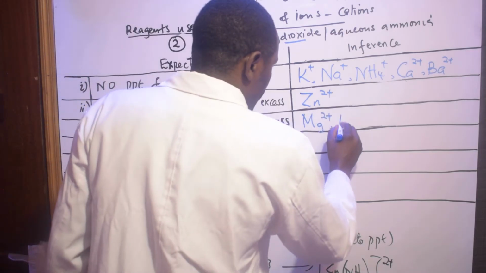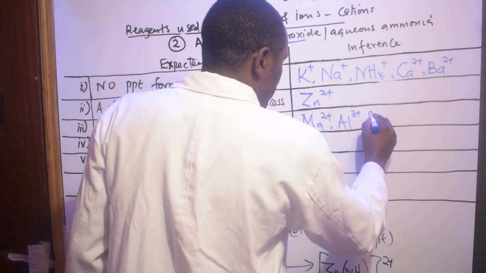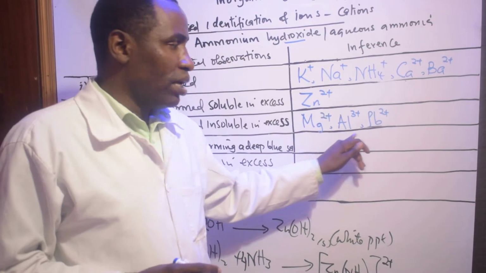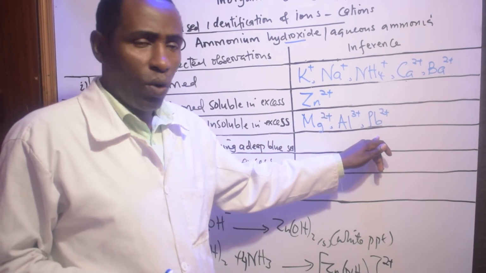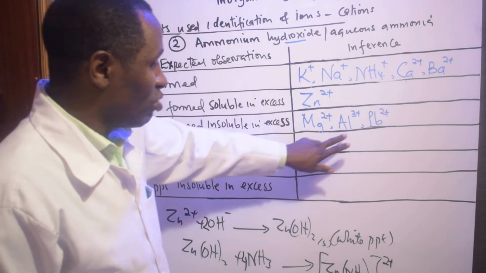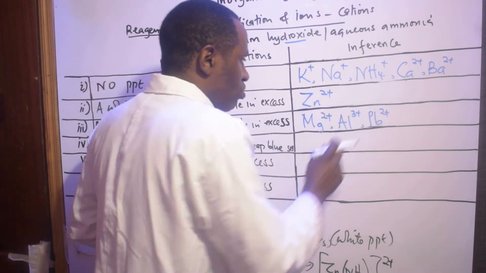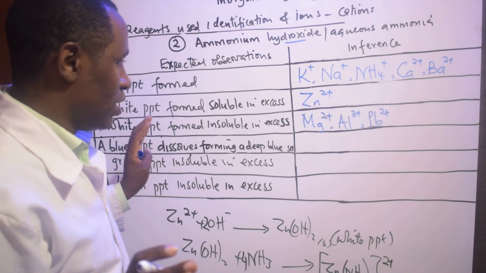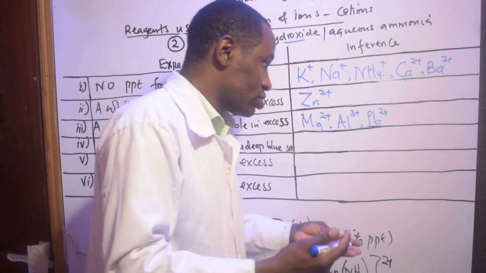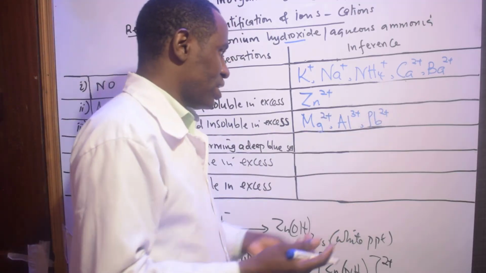I'm going to have aluminium ions, and I'm also going to have the lead ions. I want you to get that. Remember, for aluminium and lead, when we were dealing with sodium hydroxide, we noted that aluminium, lead, and zinc, the ZAP ones, would dissolve in excess sodium hydroxide. Now see the difference here. For aluminium hydroxide and lead hydroxide, they will not dissolve because, of course, this ammonia is a weak base, therefore they may not be able to react with the excess hydroxides.